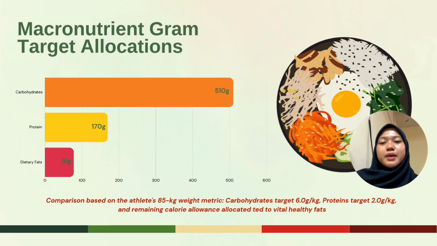And for the next part is macronutrient gram target allocation. In my opinion, this athlete must consume 510 grams of carbohydrates, 170 grams of protein, and also 91 grams of dietary fats. And this is based on the athlete's 85 kg weight metric. Carbohydrate target is around 6 grams per kilogram, protein target is 2 grams per kilogram, and the remaining calorie allowance is allocated to vital healthy fats.